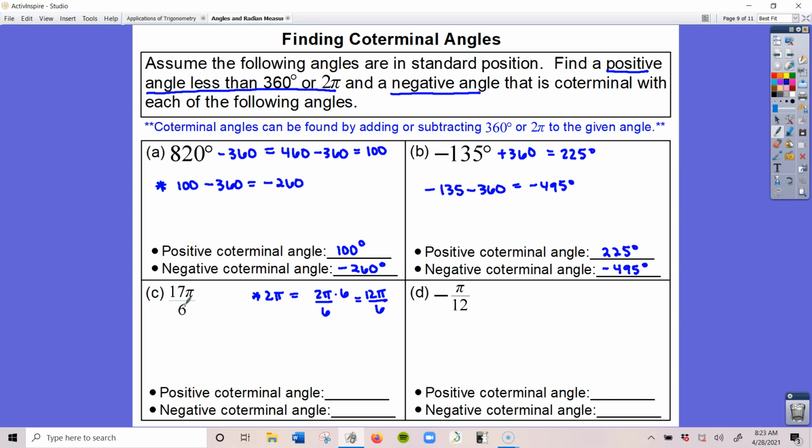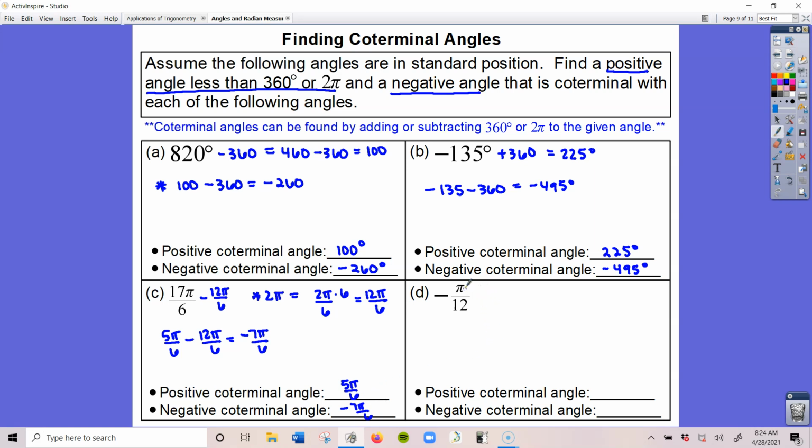Now 12 pi is less than 17 pi over 6. So if I want a coterminal angle that is positive but less than 2 pi, I'm going to have to subtract 2 pi, which is 12 pi over 6. When we subtract 17 pi minus 12 pi, I get 5 pi over 6. Now to get a negative coterminal angle, I can take that 5 pi over 6 and subtract another 2 pi, the 12 pi over 6, which would give me negative 7 pi over 6. So that would be my negative coterminal angle.